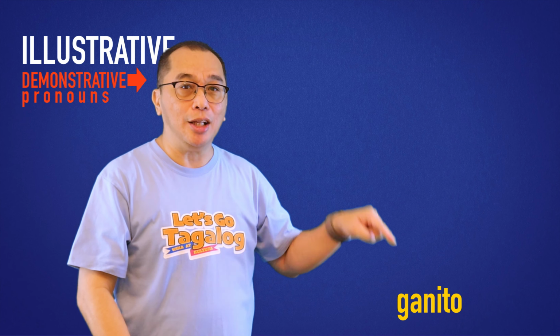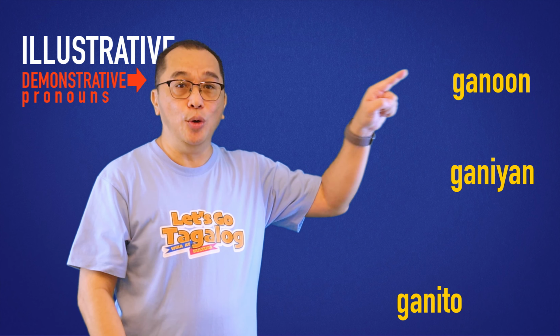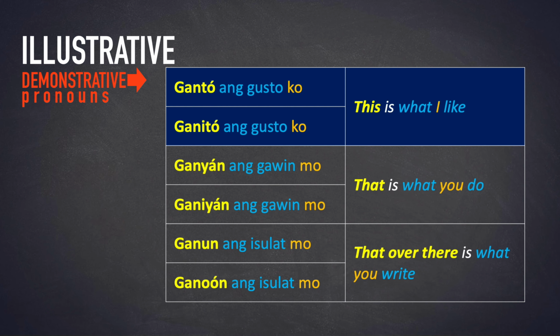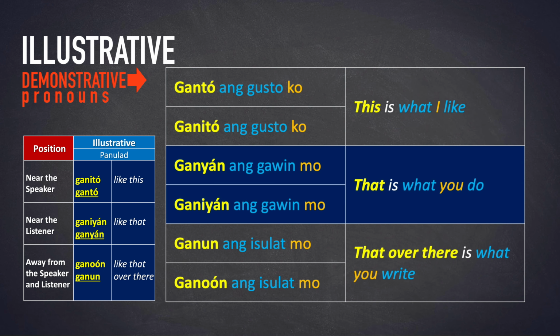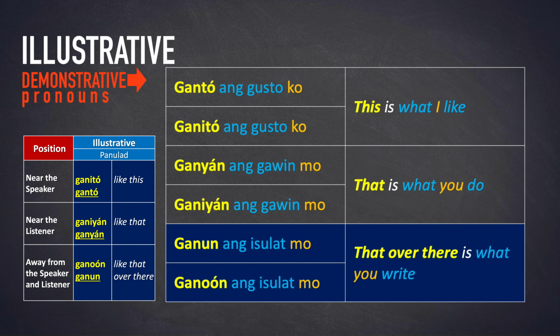Lastly, we have the colloquial equivalents for the illustrative demonstrative pronouns ganito, ganiyan, ganoon. Let's have a look. Ganto ang gusto ko instead of ganito ang gusto ko. This is what I like. Ganyan ang gawin mo instead of ganiyan ang gawin mo. That's what you do. Ganon ang isulat mo instead of ganoon ang isulat mo. That over there is what you write.